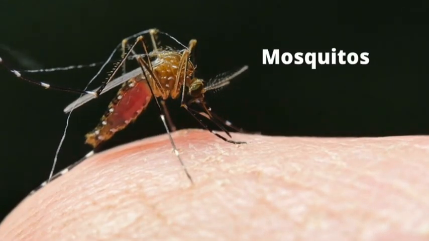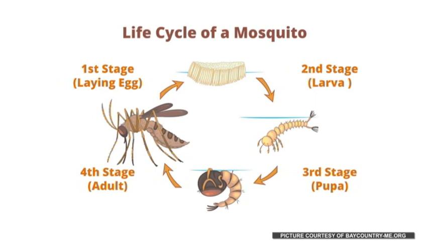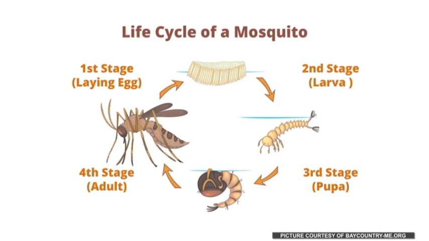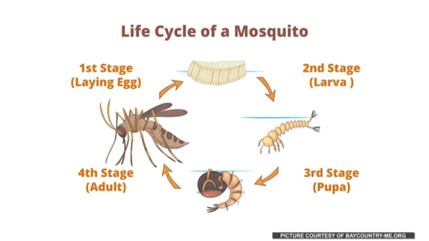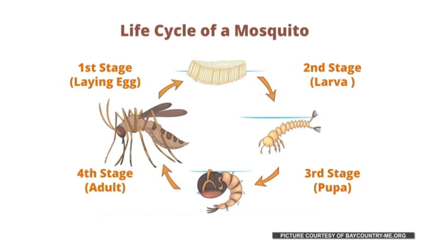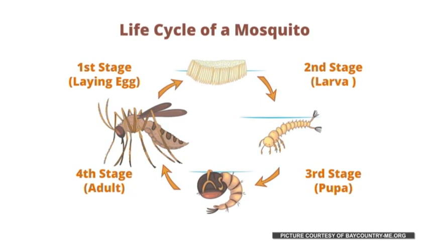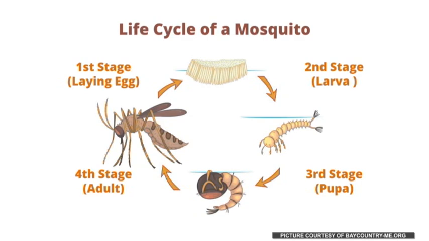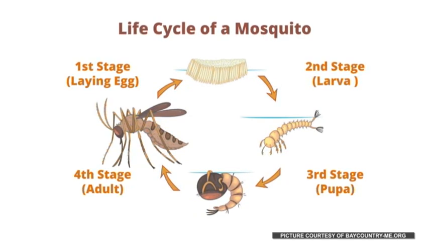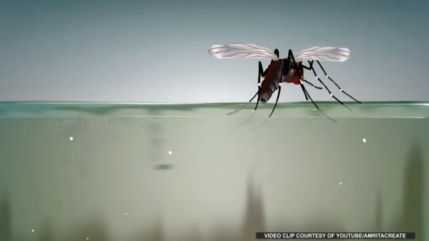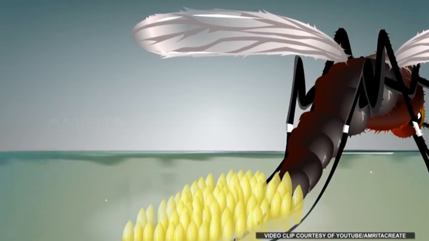Mosquitoes. Have you ever been bitten by a mosquito? What are the stages of life cycle of a mosquito? Look at the following diagram. As you can see from the diagram, the life cycle of a mosquito resembles that of a fruit fly. It also has 4 stages: the egg, larval, pupal and adult stages. Mosquitoes lay their eggs in water.